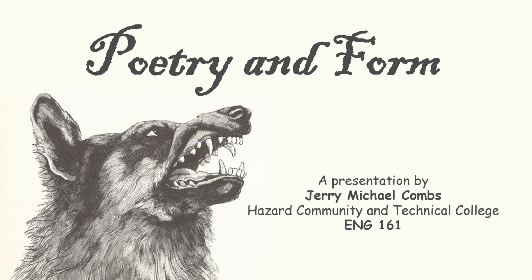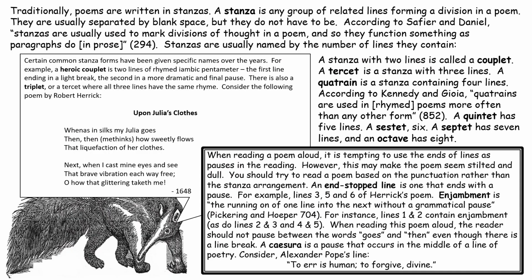Today I want to talk about poetry and form. Traditionally, poems are written in stanzas. A stanza is any group of related lines forming a division in a poem. They are usually separated by blank space, but they do not have to be.